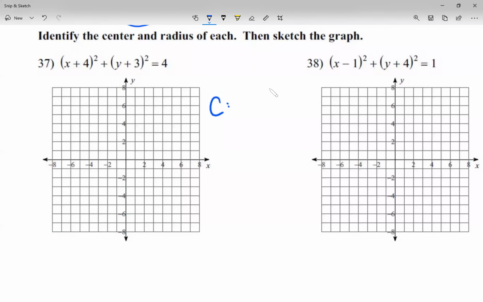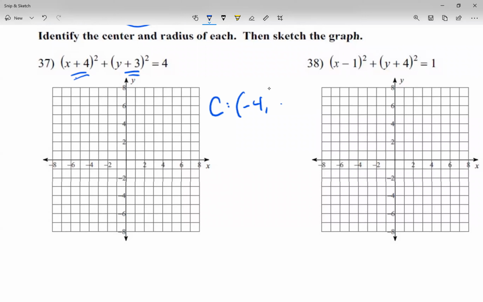Now looking at question number 37. The center, the X and the Y value of my center, I'm going to use the values inside the parentheses. I'm going to use my 4 and my 3. I'm going to use the values. The only thing is I'm going to switch the sign. So the center of my circle here, the coordinates are going to be -4, -3.